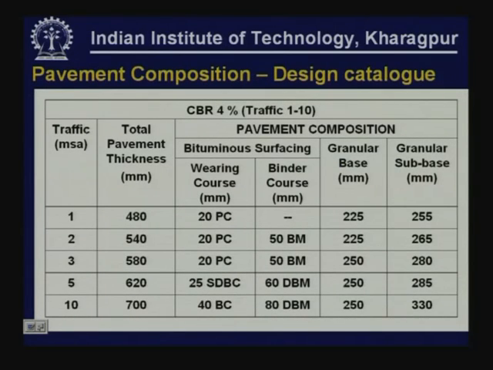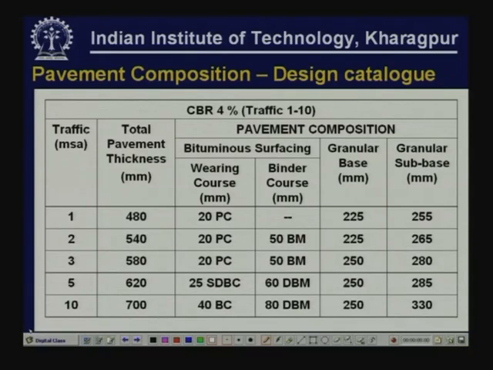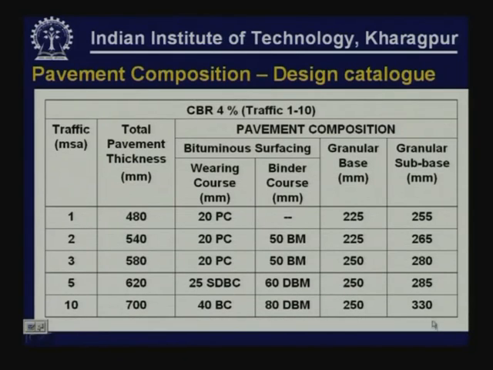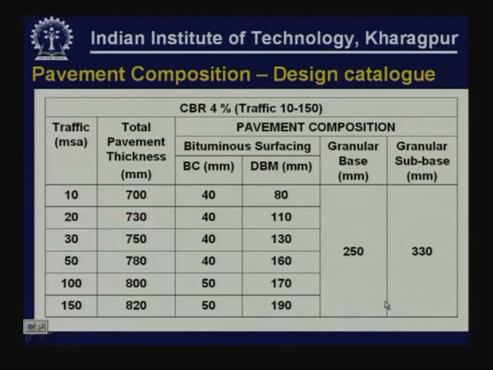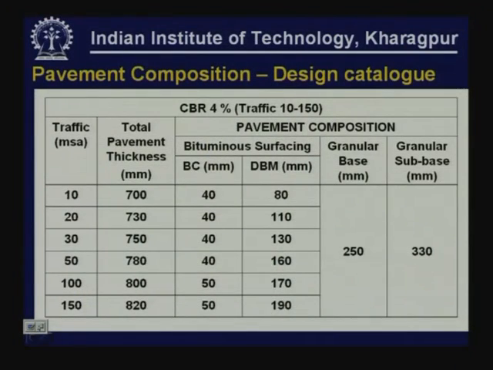The pavement composition can be selected if you know the total pavement thickness using this catalog or tables that are given in IRC 37. So, for different subgrade CBR values and for different traffic intensities, for the total thickness, how it has to be split for different traffic intensities of 1, 2, 3, 4, 5 and 10 msa, million standard axles. This is how the total thickness has to be split. Similar tables are available for traffic intensities for 10 to 150 msa for different subgrade CBR values. So, you will have a number of tables available in IRC 37 for different traffic intensities, different subgrade values and for different types of materials.